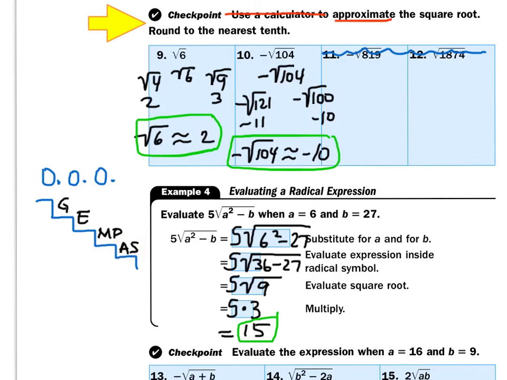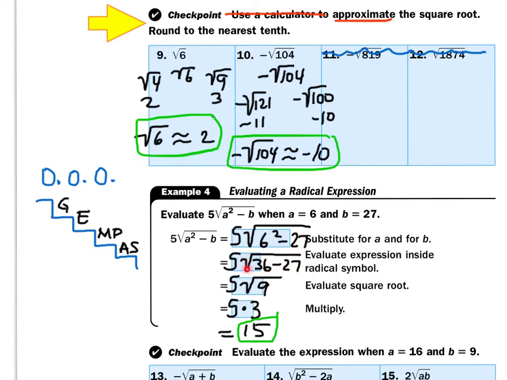So take a look at this. Evaluate 5 times the square root of a squared minus b when a is 6 and b is 27. The first thing we do is plug in the values. So I plugged in a 6 for the a and a 27 for the b. Now remember, you have to look under the radical. You have to do that first. I have an exponent and I have subtracting. You have to do the exponent first. So 6 to the second power is 36, and then I just brought down the minus 27.